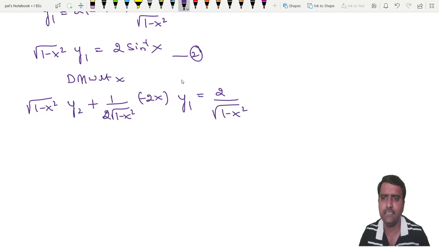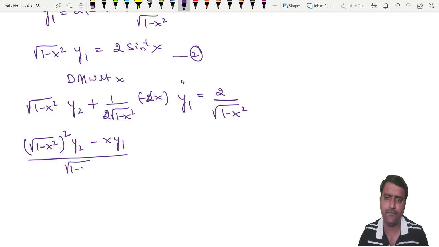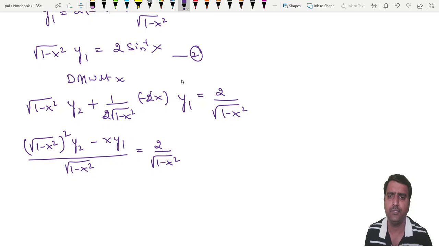Here you can cancel this 2 and 2. Take root of 1 minus x square as LCM. So then root of 1 minus x square into root of 1 minus x square becomes root of 1 minus x square whole square. This into y2 minus x y1, this whole divided by root of 1 minus x square, is equal to 2 by root of 1 minus x square. In both the denominators we have root of 1 minus x square. You can cancel this root of 1 minus x square and root of 1 minus x square, and here root and square also cancel.